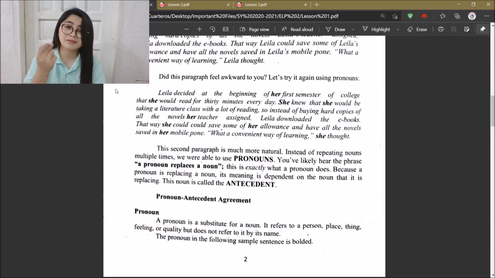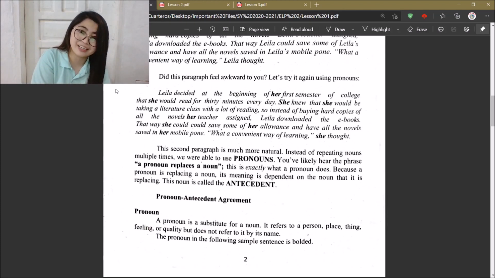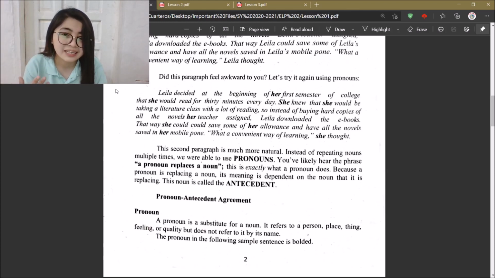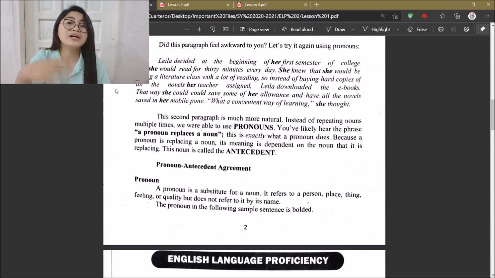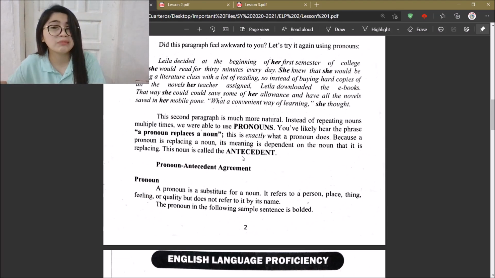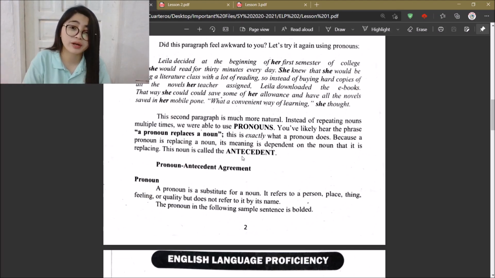So, this second paragraph sounds more natural and less awkward. And may naintindihan tayo, may na-retain sa memory. So dyan natin makikita how important it is to learn about your pronouns. So, ano nga ba si antecedent? Si antecedent naman, yan yung ating noun. Okay? Ang antecedent is anti kasi meaning, yung ante dito, it means before. What comes before the pronoun?